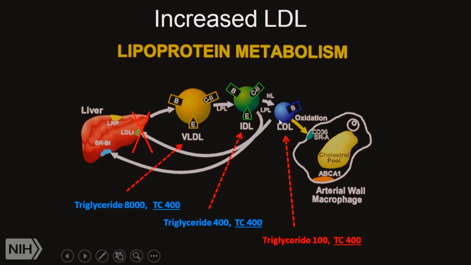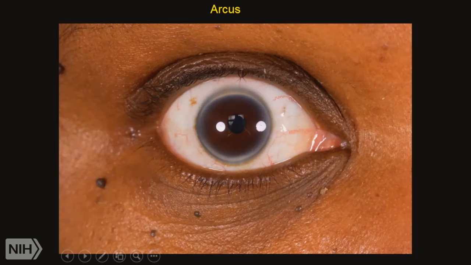So the last one that I'm going to show is a defect of the LDL, and that's the LDL receptor. There are actually many defects. You can have an ApoB, which binds. You can have an adapter protein, but there's more than 2,000 mutations, and this occurs in about 1 in 250 people in the US. So this is very important.